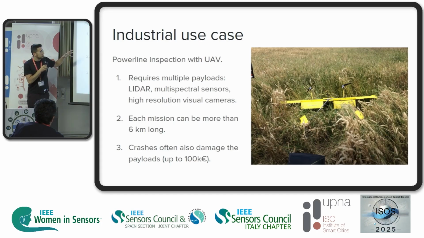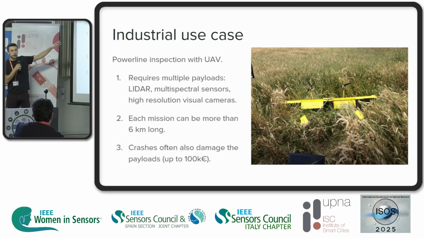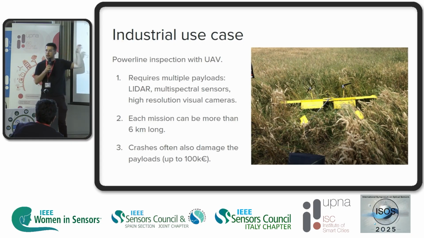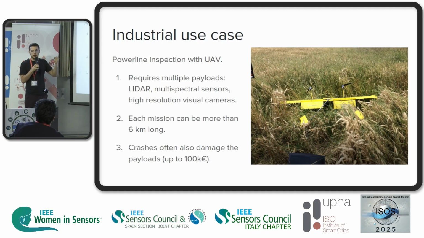Let me introduce you to an industrial use case so I can give you some context. Here's a crashed drone of a company we work closely with. It's a spin-off from the University of Navarra. And they typically perform power line inspection. So they fly their vehicles across power lines and they take photographs, LiDAR measurements and more, so that they can gather data on the state of the power lines.